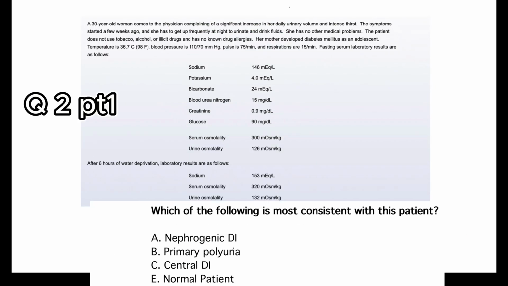Question 2, part 1. For this question, I want you to do this on your own. Highlight the important details and also write down your differential diagnosis and your lucky number. I'll be back in 10 to 15 seconds and I'll show you how I approach this question.